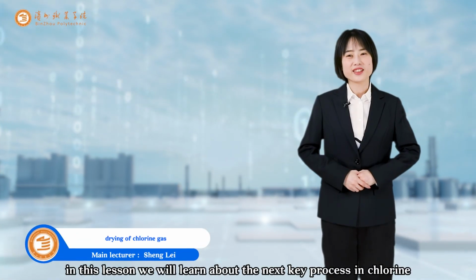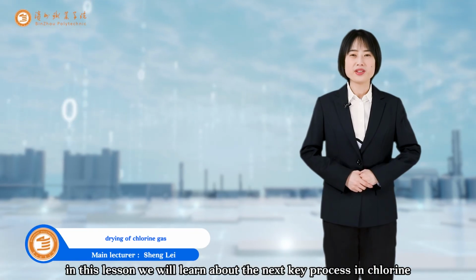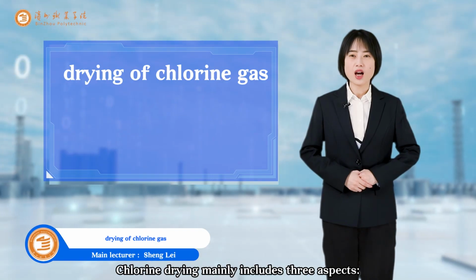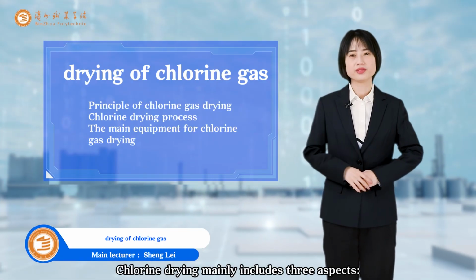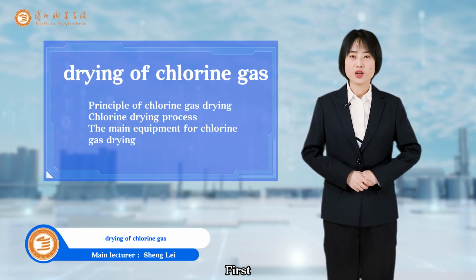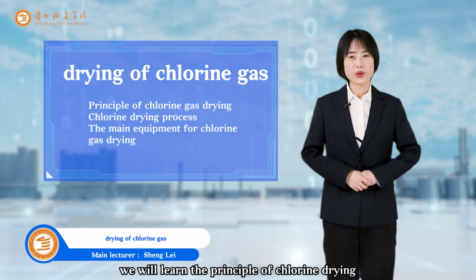Hello everyone. In this lesson, we will learn about the next key process in chlorine treatment, chlorine drying. Chlorine drying mainly includes three aspects: the principle, process, and equipment of chlorine drying. First, we will learn the principle of chlorine drying.